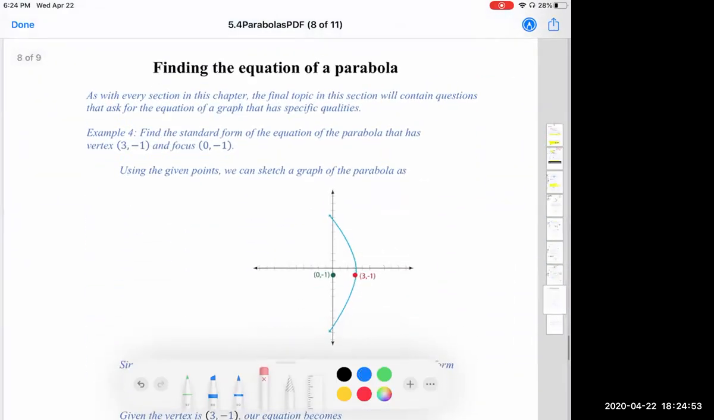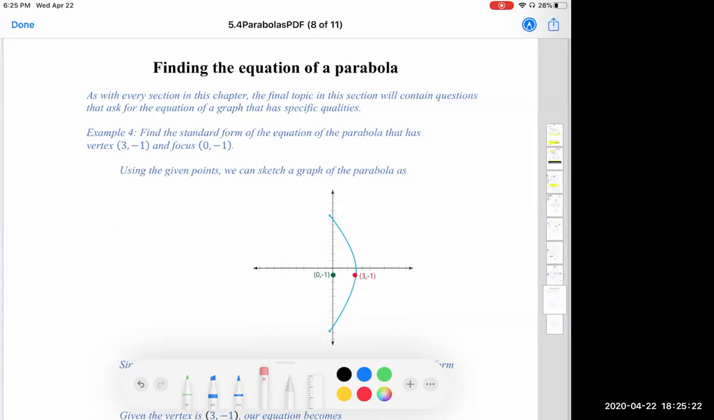All right, one last piece and we're almost done. Finding the equation of a parabola. As with every section in this chapter, the final topic in this section will contain questions that ask for the equation of a graph that has specific qualities. Example 4, find the standard form of the equation of the parabola that has vertex 3, -1, and a focus of 0, -1.